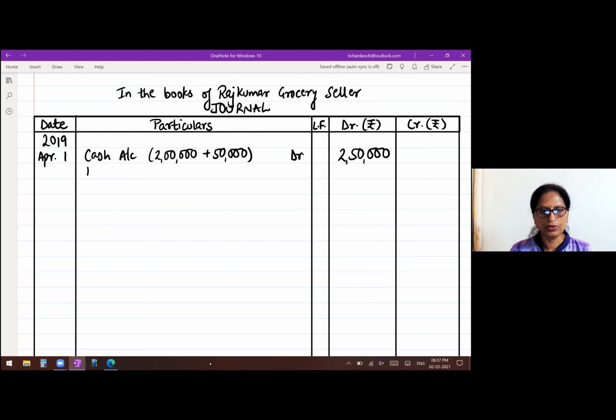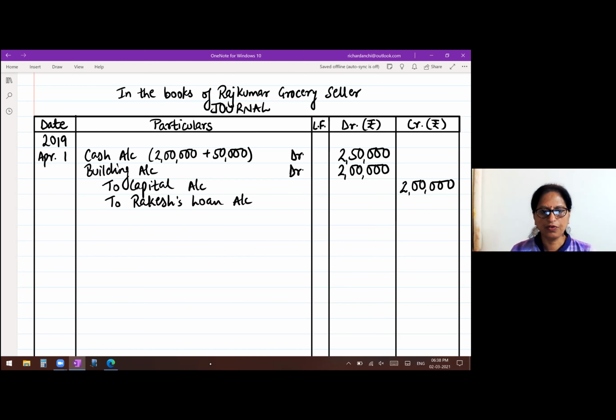Then building account debit. Building is an asset, real account. Debit what comes in. Building account debit 2 lakhs, to capital account. Business is started, so capital has to be there. Now capital is only 2 lakhs. So to capital account 2 lakhs, and the remaining 50,000 is a loan taken. That is also a liability, to Rakesh's loan account, 50,000.